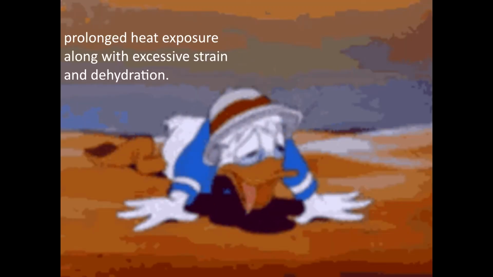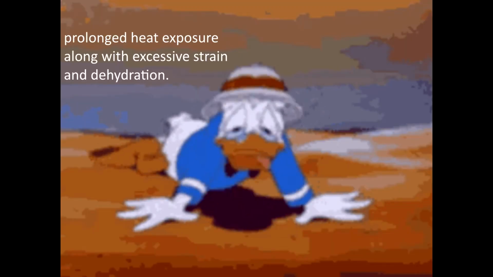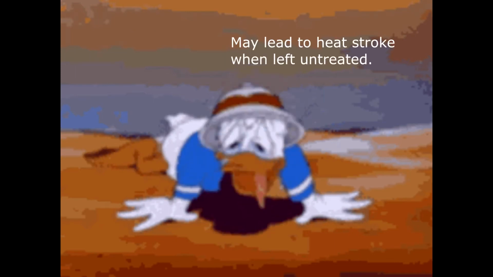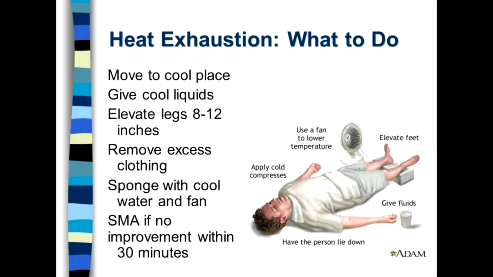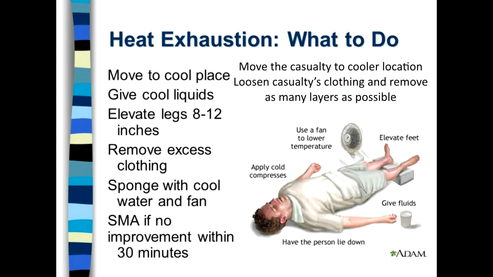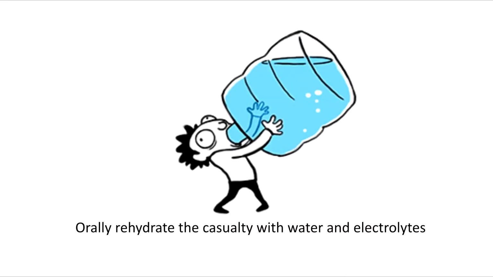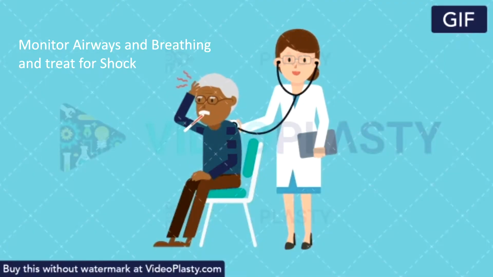Heat exhaustion. Typically caused by prolonged heat exposure along with excessive strain and dehydration. It can be very serious or can lead to heat stroke if left untreated. What you need to do if you are helping a person suffering from heat exhaustion: first, move the casualty to a cooler location. Loosen the casualty's clothing and remove as many layers as possible. Orally rehydrate the casualty with water and electrolytes. Fourth, monitor airways and breathing and treat for shock.